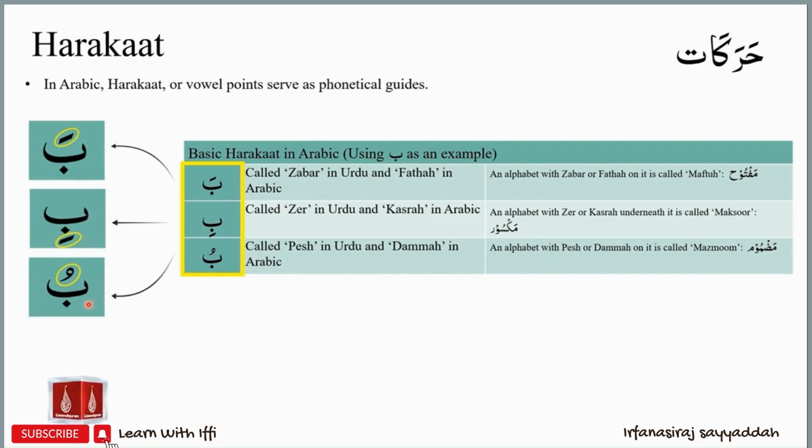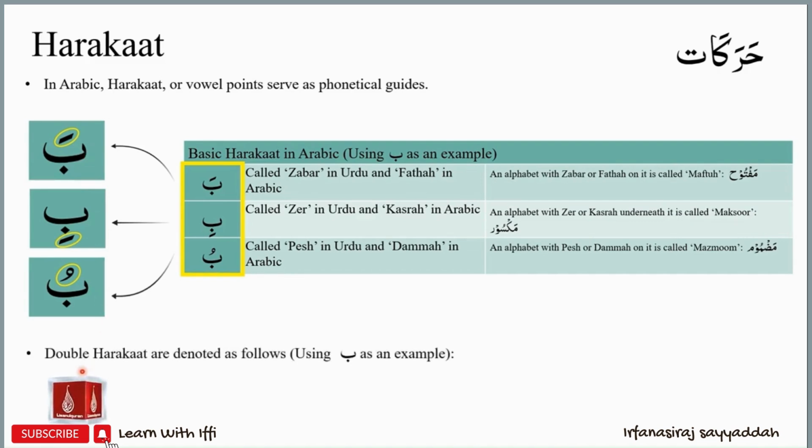Finally, we have a harakat on top of ba, which is called pesh in Urdu and damma in Arabic. The presence of pesh on the alphabet ba will produce the sound boo. So depending on whether we have zabar, zair or pesh on the alphabet ba, we get the sounds ba, bi, boo.